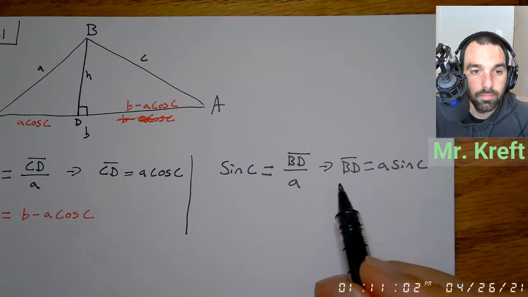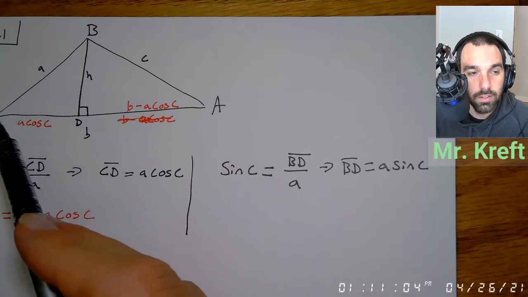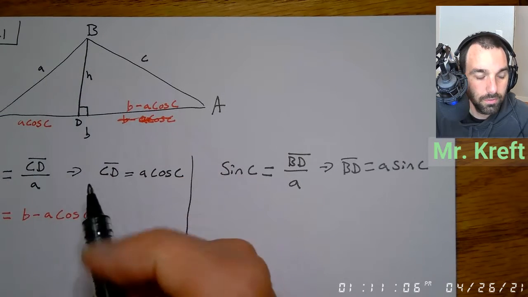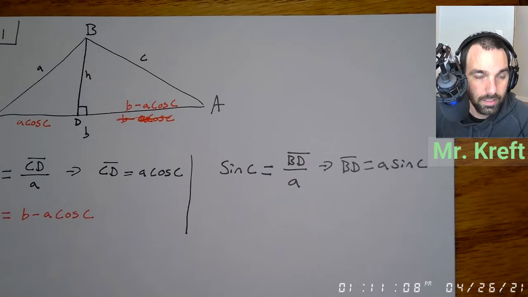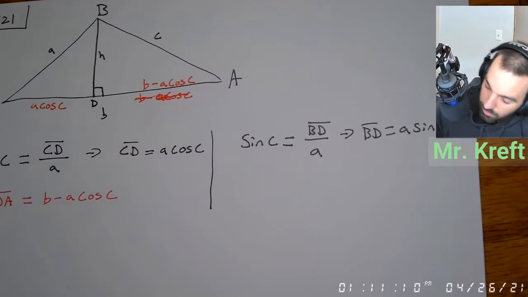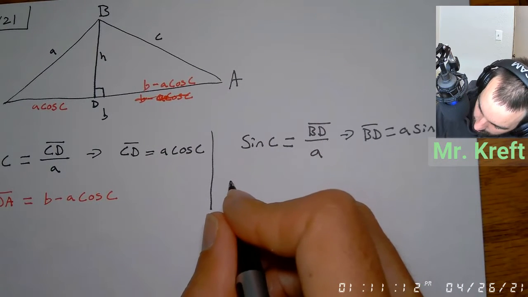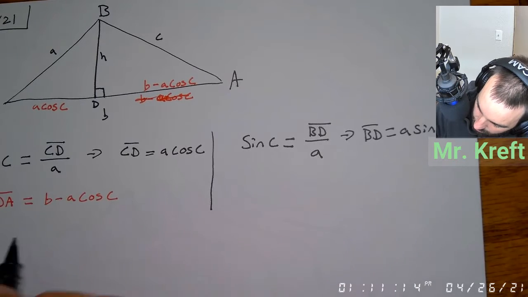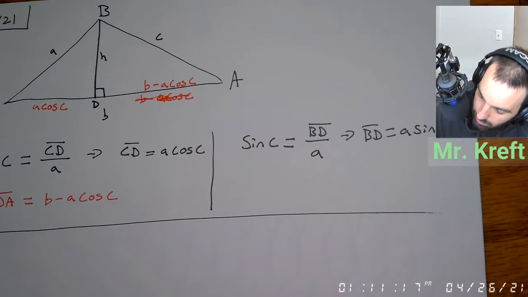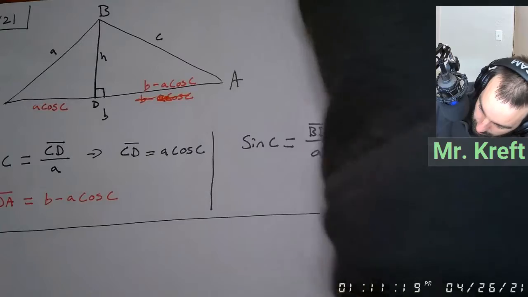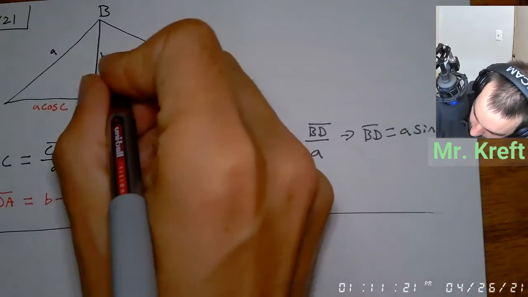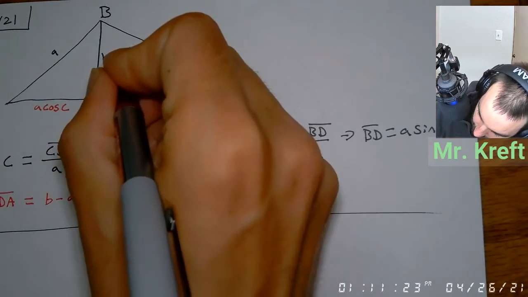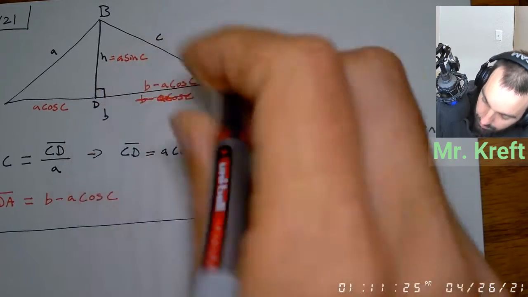Sorry, my name's in the way. Okay, so again, sine of C is opposite over hypotenuse. So there are our two things. There's our start. We're just labeling things, right? So that means that H is really A sine of C.